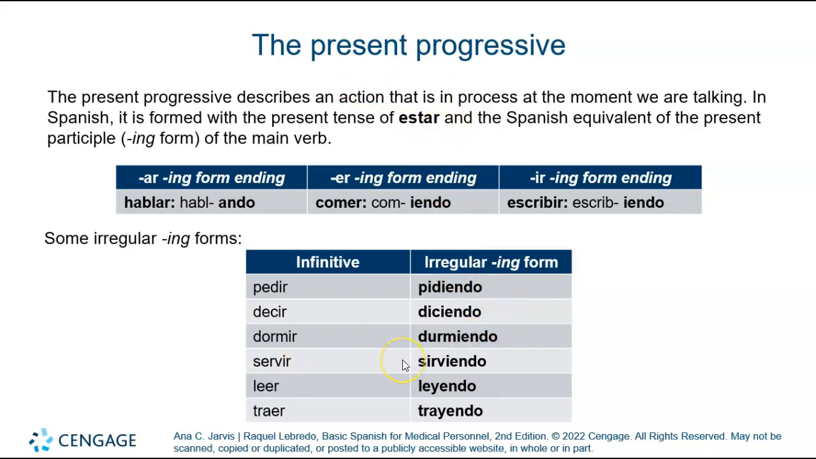Servir, él está sirviendo. He's serving. Y él está leyendo. So instead of an I-E-N-D-O, there's a Y. Same with traer, to bring. That is the verb to bring. Instead of an I, it's a Y. So that's trayendo, just like that was leyendo. So again, these are participles, the present progressive, and you'll definitely get a good amount of practice when you do your mind tap activities.